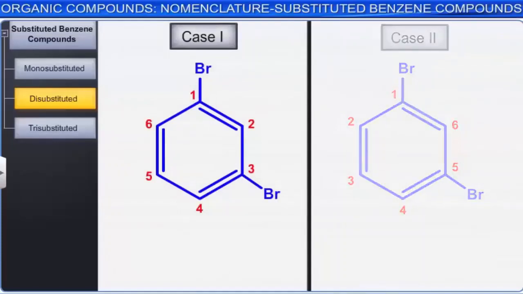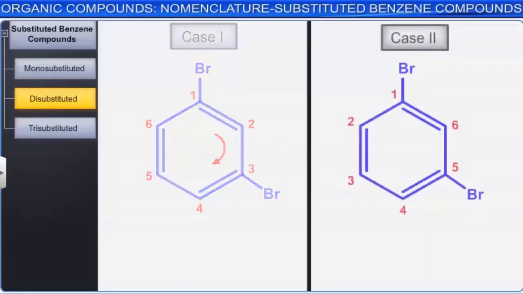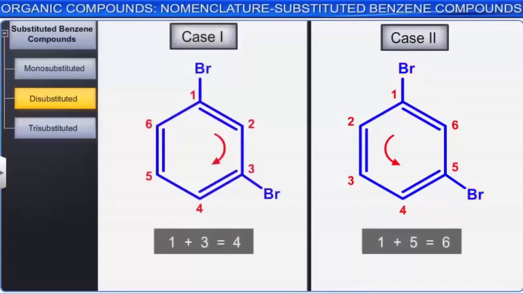In case 1, the carbon atoms are numbered in the clockwise direction. As a result, the two bromine atoms are present at the positions 1 and 3. In case 2, the numbering of carbon atom is done in the anti-clockwise direction. As a result, the two bromine atoms are present at the positions 1 and 5. According to the rule, case 1 follows the correct way of numbering.